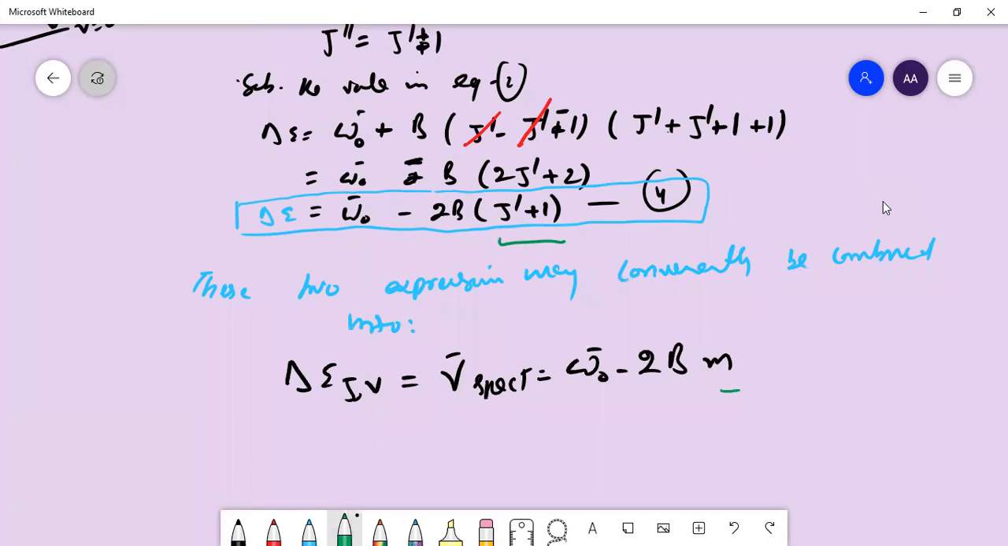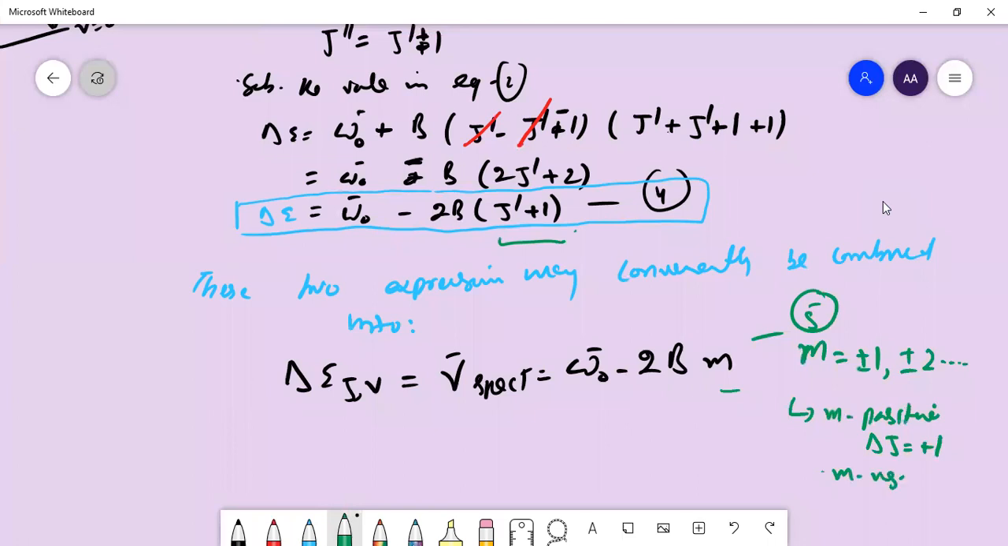Now, what we mean by this m is the new term. This m can have value plus minus 1, plus minus 2, and so on. So we have another equation, equation number 5, where our m is replacing J double dash in our equation number 3 and J dash plus 1 in our equation number 4. This m has positive values when delta j is equal to +1, and this m has negative value when delta j is equal to -1. But this m cannot be 0.